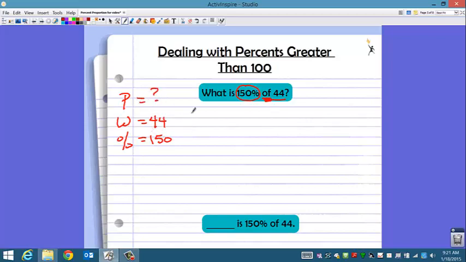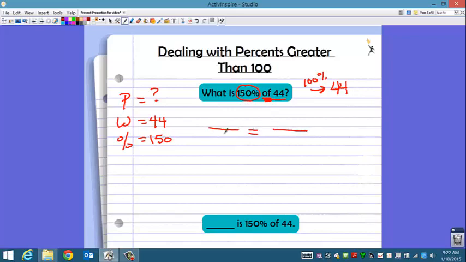Okay, before we actually solve this, let's talk about this. If 44 is my whole, if I have 44 cookies, what is 100% of the amount of cookies? 100% would be the total, right? It would be the 44. So my percent is greater than 100%. So will there be more than 44 or less than 44? Well, since it's more than 100%, then my answer should be greater than 44. So keep that in mind when we're solving our proportion.